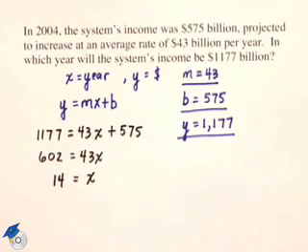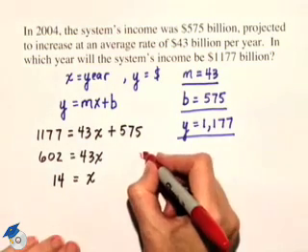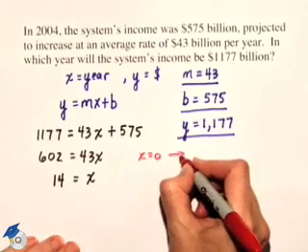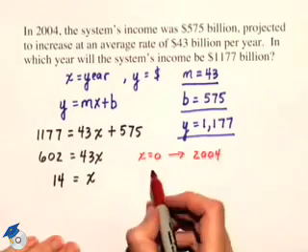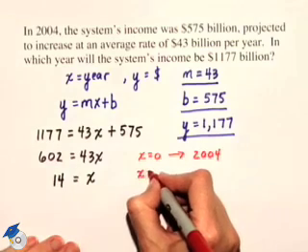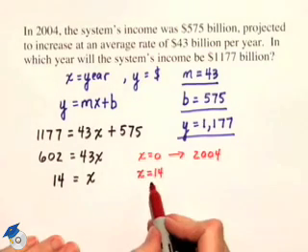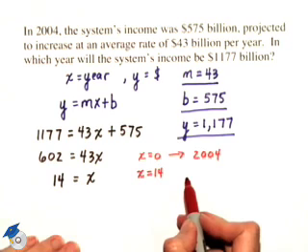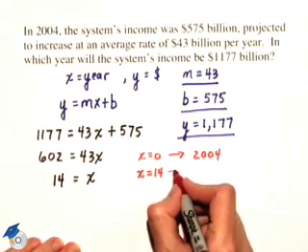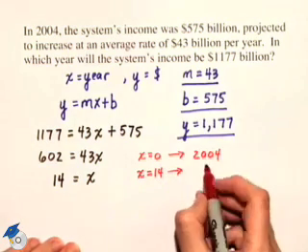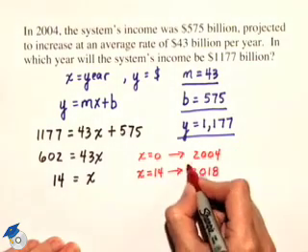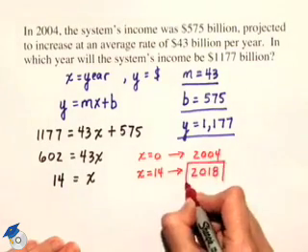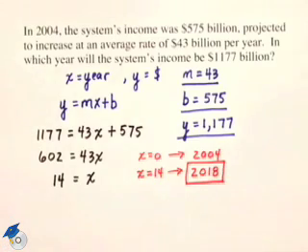Remember what we said. We said when x was equal to 0, that corresponded to the year 2004. So we need to add 14 more years to that in order to get the time at which the income will be 1,177 billion. So if we add 14 years to 2004, we'll get an answer of 2018. So in 2018, the income will be $1,177 billion.